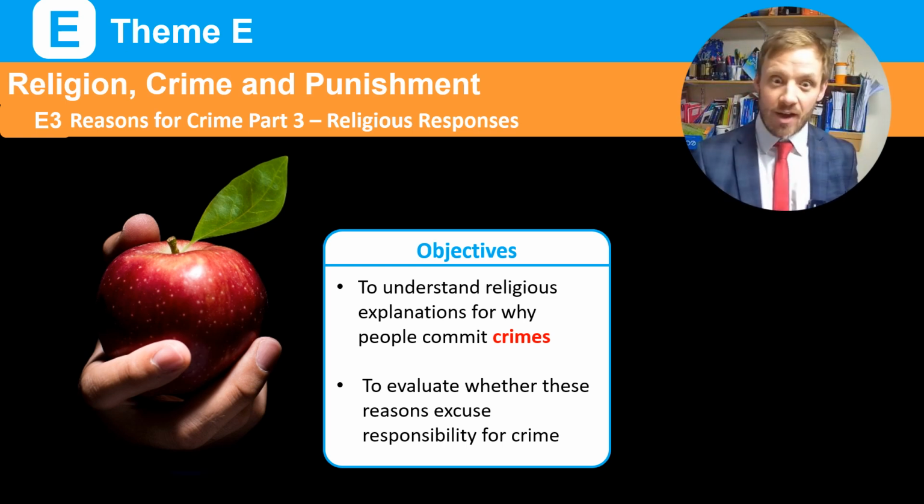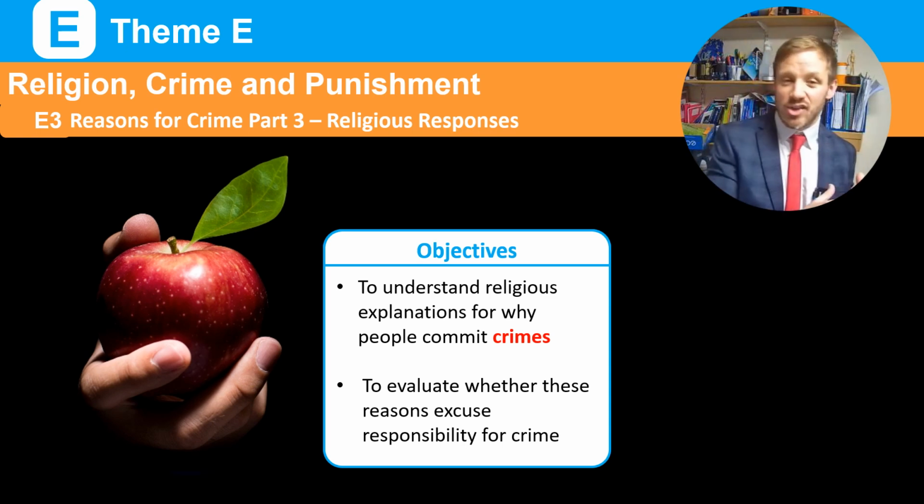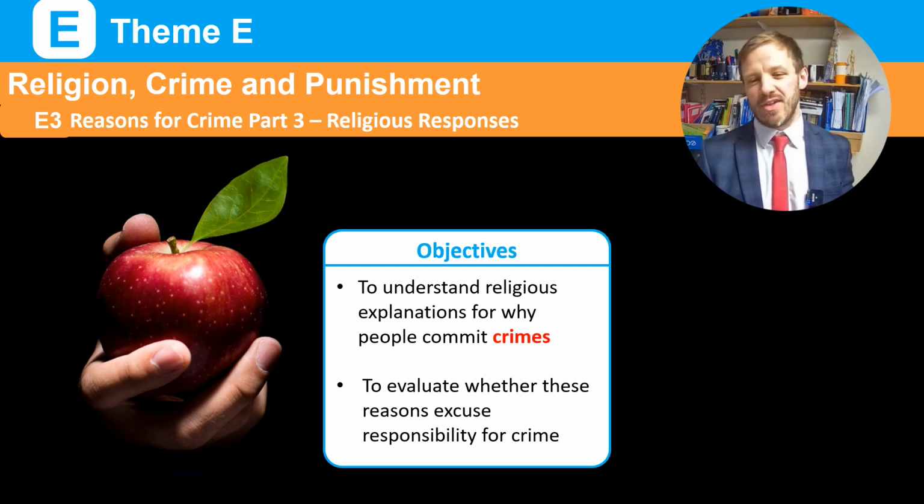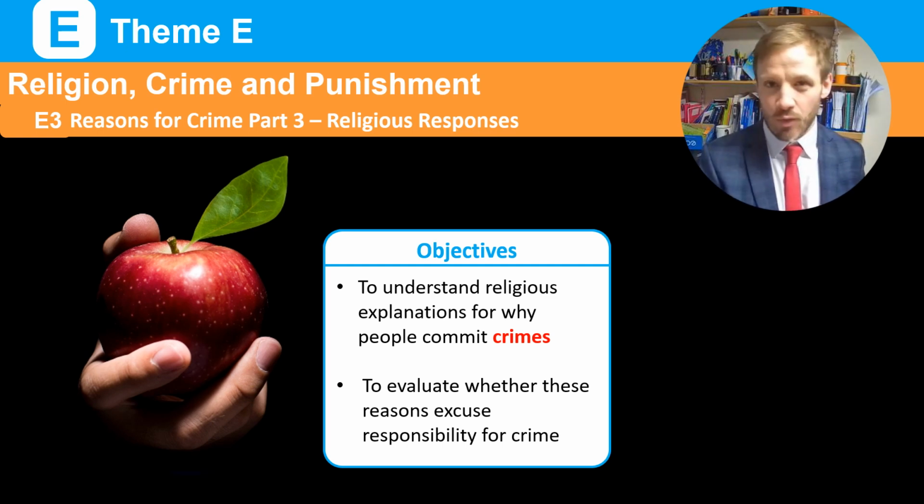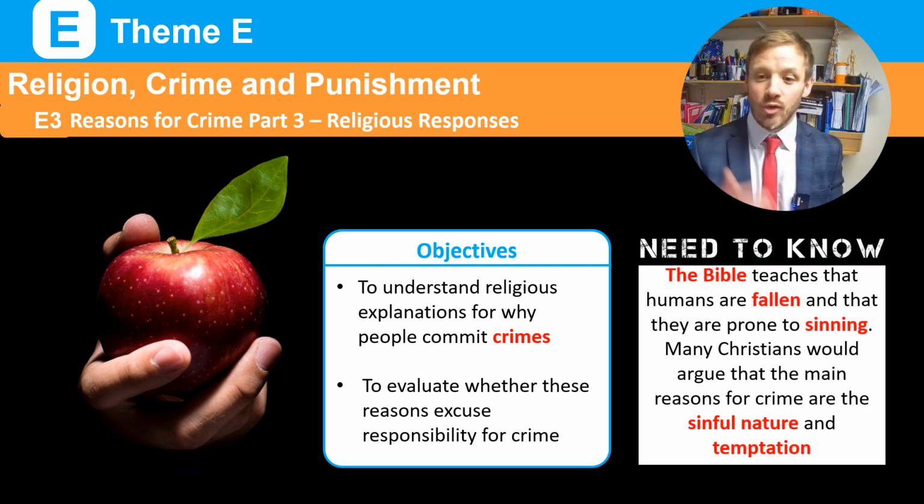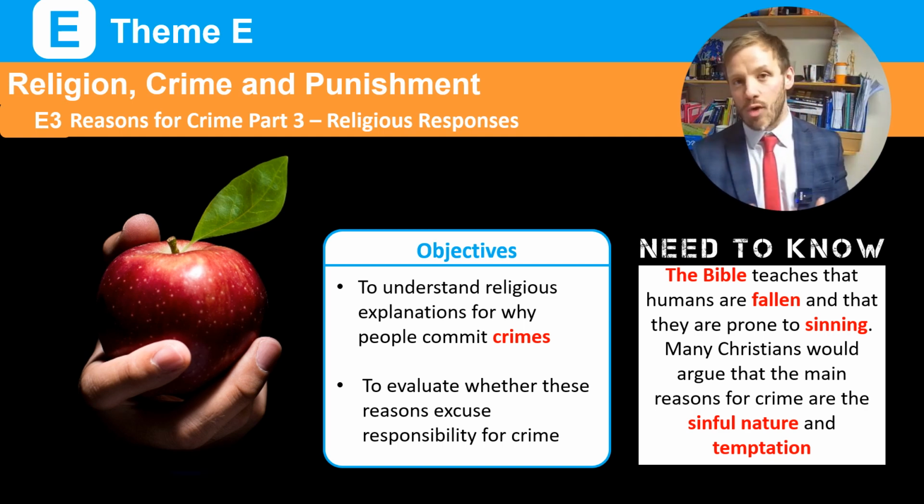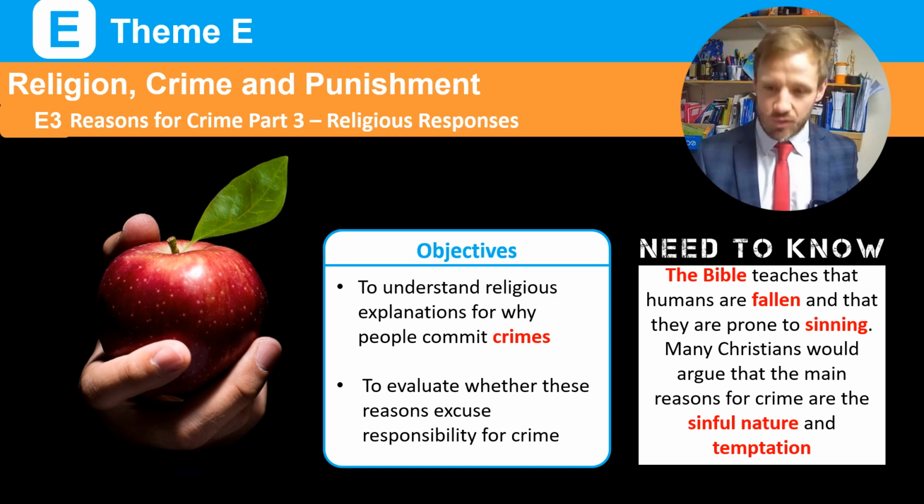Our objectives today are to understand religious explanations for why people commit crimes and to evaluate whether these reasons excuse responsibility for their crimes. What do you need to know? You need to know the Bible teaches that humans are fallen and that they are prone to sinning. Many Christians would argue the main reasons for crime are the sinful nature and temptation.